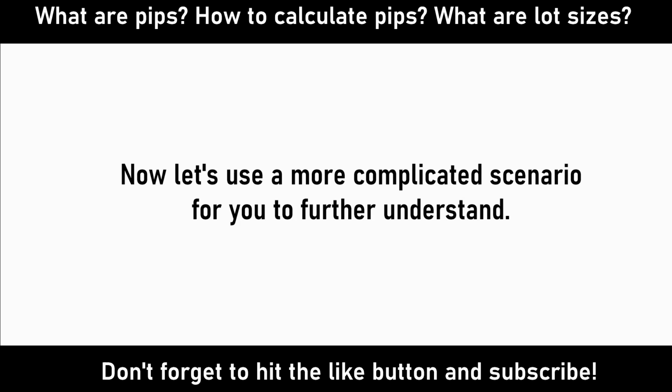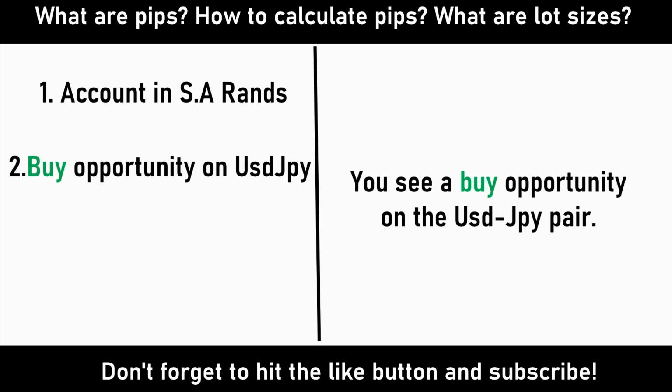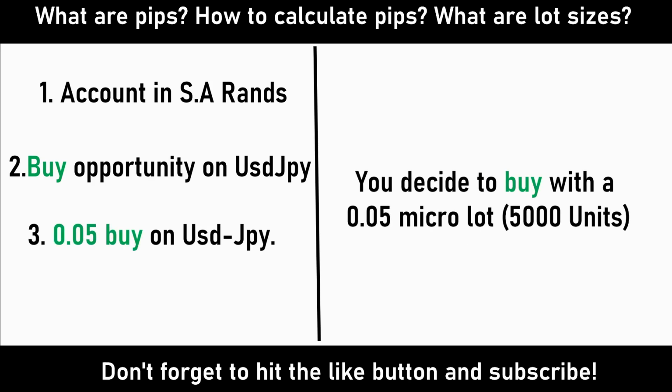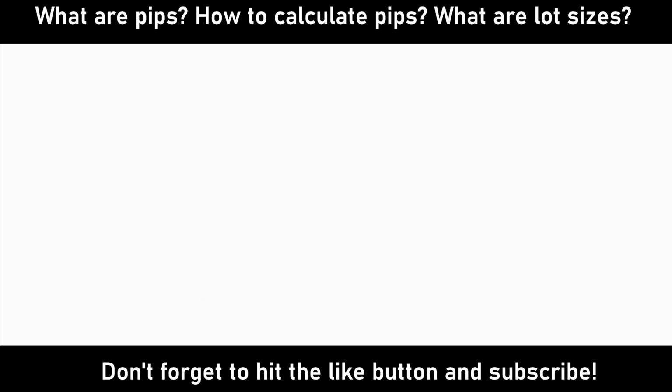Now let's use a more complicated scenario for you to further understand. In this scenario, let's imagine that your account is nominated in South African rands and you see a buy opportunity on USD JPY. You decide also to place a 0.05 micro lot at current price, and then the market moves to 110.445, which is 80 pips in your favor.